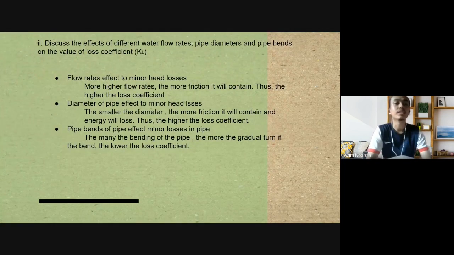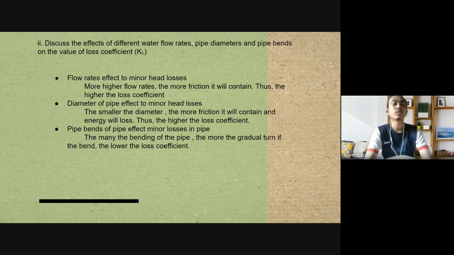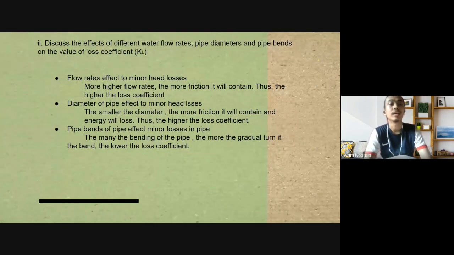Okay, the second question is to discuss the effect of different water flow rate, pipe diameter, and pipe bends on the value of loss coefficient KL. First one is flow rate: how the flow rate affects the minor head losses. When the flow rate is higher, more friction will be present in the pipe, so we get a higher loss coefficient in the pipe.